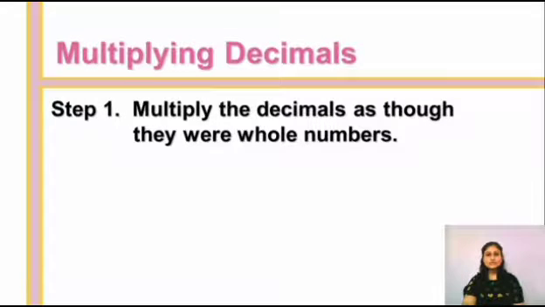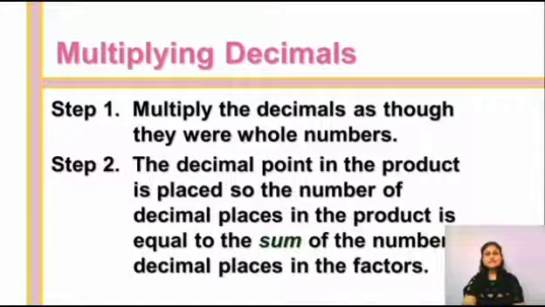Multiply decimals. Multiply the decimals as though they were whole numbers. The decimal point in the product is placed according to the number of decimal places. The number of decimal places in the product is equal to the sum of the number of decimal places in the factors.